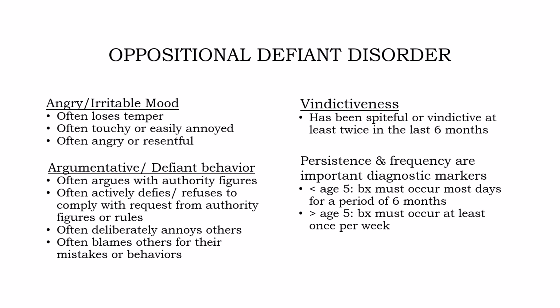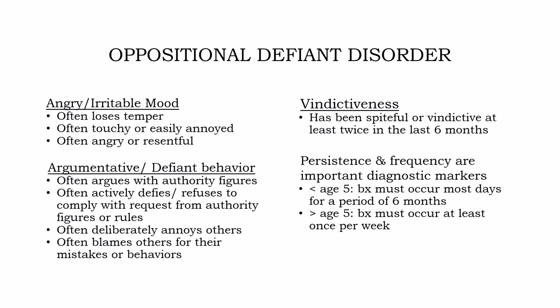We've got angry or irritable mood. So that means we're going to see a lot of temper tantrums. If not temper tantrums, then we're just losing temper. Very easily annoyed, and frequently just irritable and angry. And that's going to be more often than not. We see that irritability. When we're talking about argumentative and defiant behavior, arguing with authority figures.